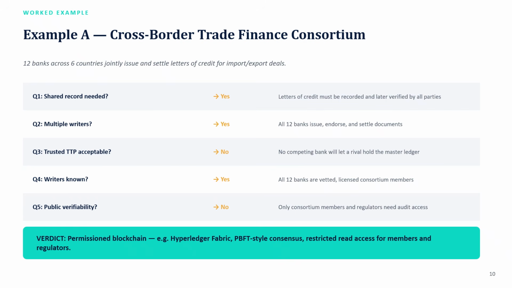Q4. Are the writers known? Yes. All 12 are vetted consortium members, and that's a permissioned chain. Q5. Does the public need to verify it? No. Only members and regulators need to verify it. So read access stays restricted. Permissioned blockchains examples are Hyperledger Fabric and PBFT.